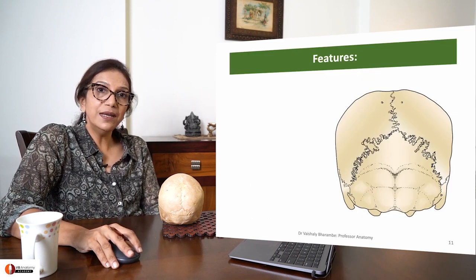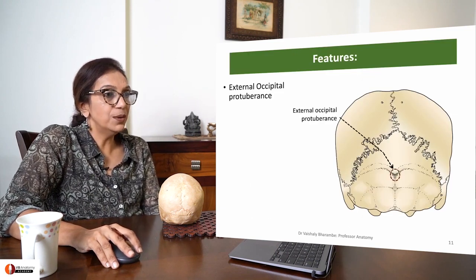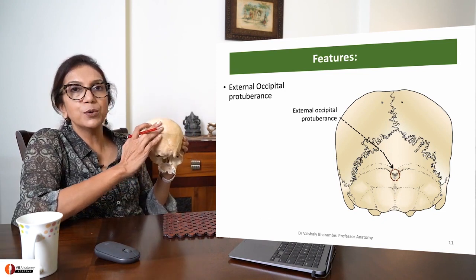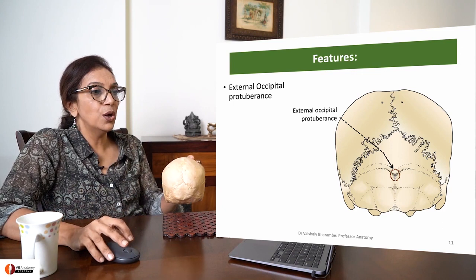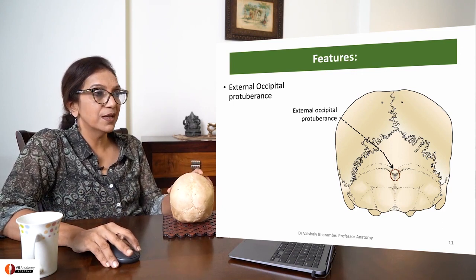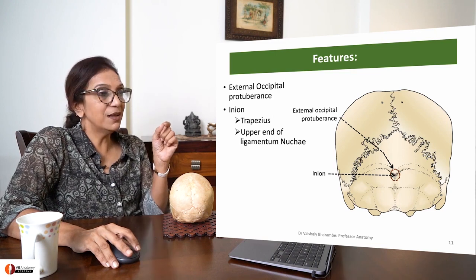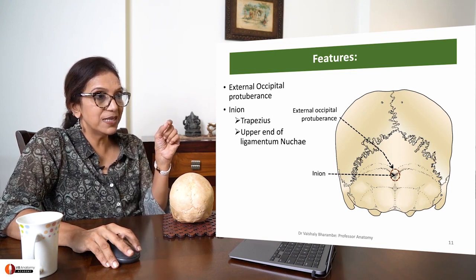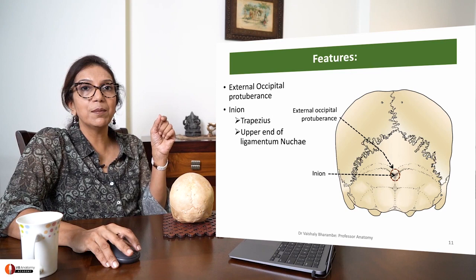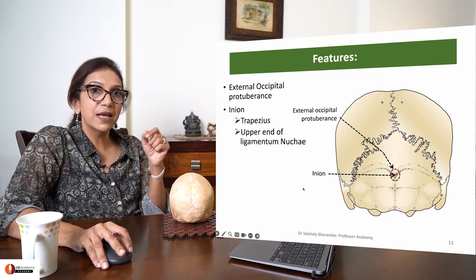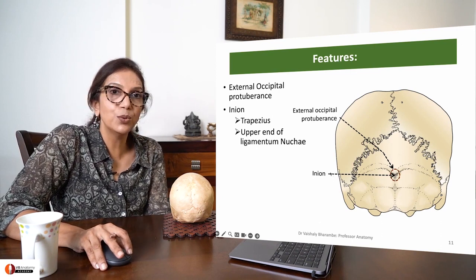So let's continue our discussion of features now. Let's talk about the most prominent part posteriorly, called the external occipital protuberance. The tip of that is called the inion and gives attachment to the muscle trapezius and the upper end of ligamentum nuchae.